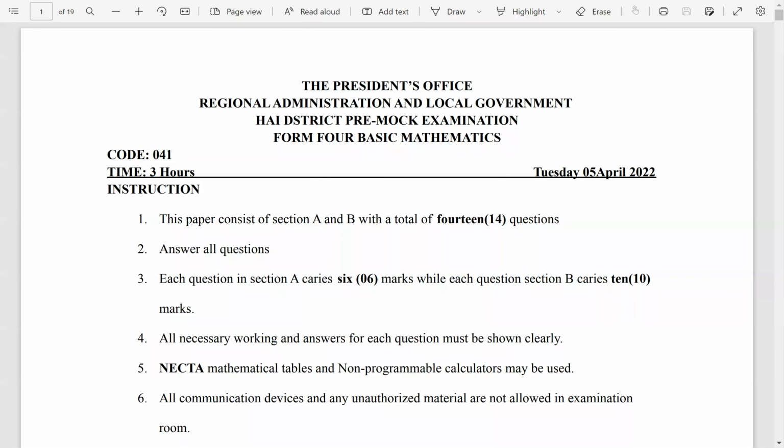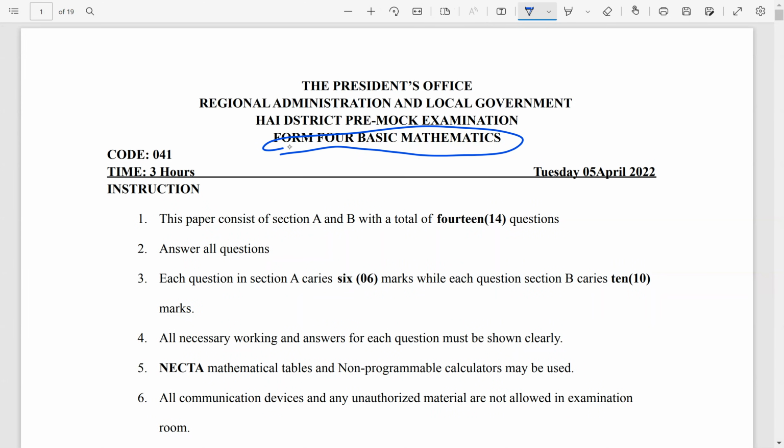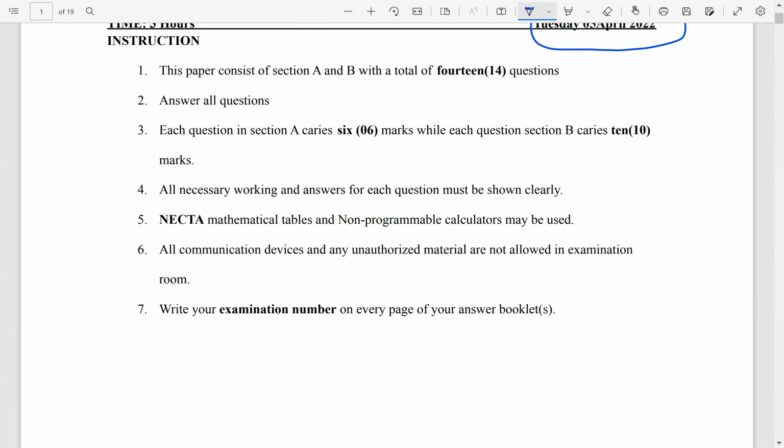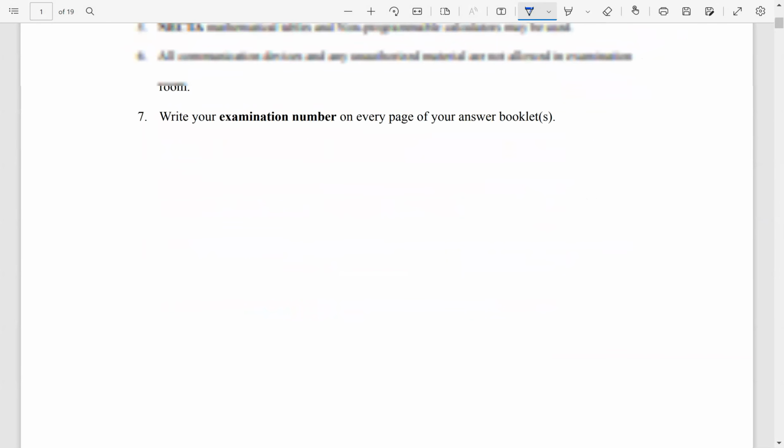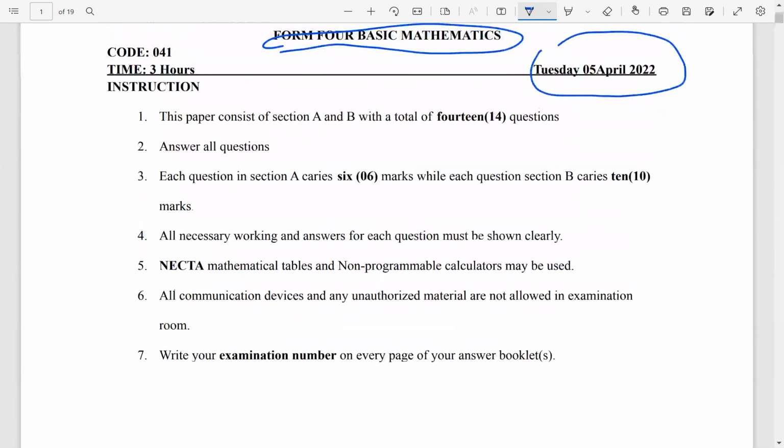In this session, we're going to go through a few questions from Form Four basic mathematics. This is a mock exam which was done on 5th of April, 2022. So without wasting time, in the new format the students are supposed to answer all the questions.